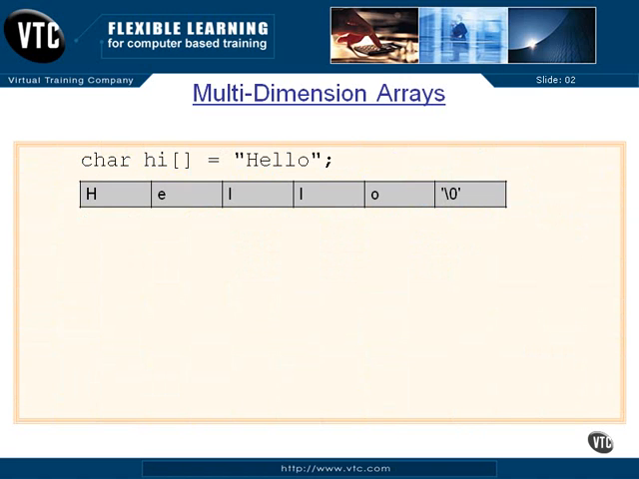Now here's a single dimension that we've already talked about. We have a little character array called hi. We've left this open so that it will be defined at compile time, and it will be 6 because there's 5 characters here and then our null, because we put the double quotes around it. So this is what comes up in memory, HELLO, and then the null at the end of it. So this is hi sub 0, hi sub 1, 2, 3, 4, and hi sub 5. And the subscript goes right in there. That's a single dimension array.